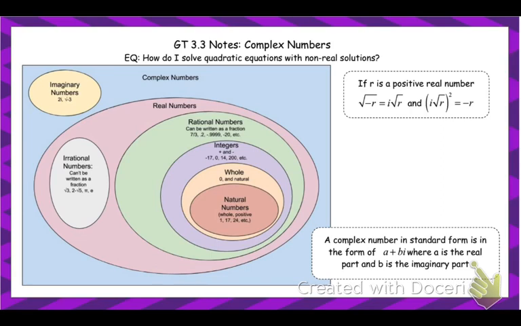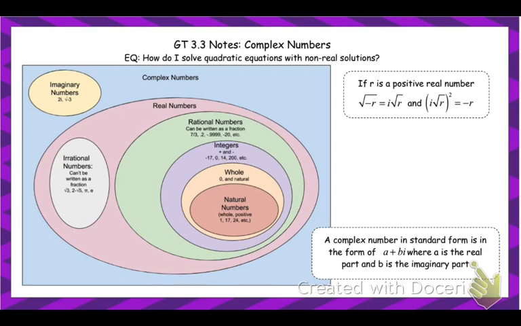Now, the big subset within real numbers are rational numbers. Okay, so rational numbers are any number that can be written as a fraction. So 7/3 is a rational number. 0.2 is a rational number because you can write that as 2/10 or 1/5. Negative 0.99999 is a rational number because you can write that as negative 9,999 over 10,000. Negative 20, 7, those are all rational numbers.